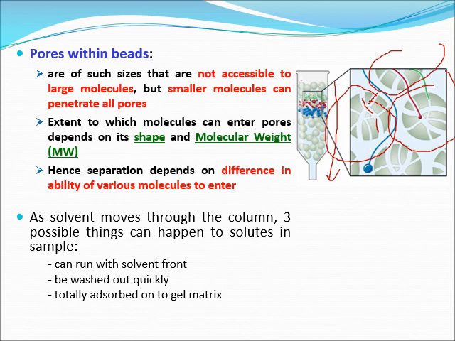As solvent moves through the column, it will move along the column. Three possible things can happen to a solute; the solute is a compound in your sample. Your solutes can run with the solvent front, or can be washed out quickly or late. Quickly is when the size is big, and late is when it is totally absorbed onto the gel matrix, where it will be trapped on the gel.